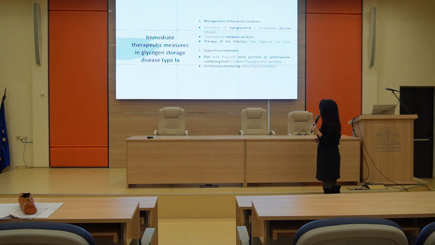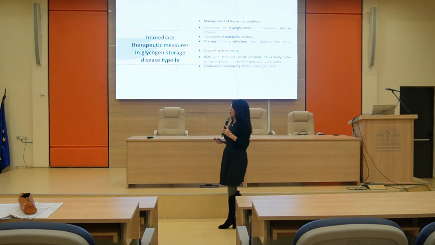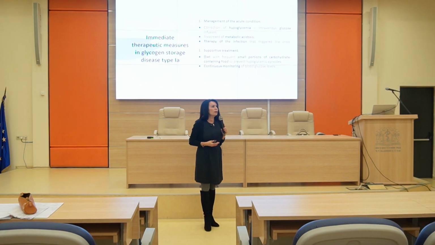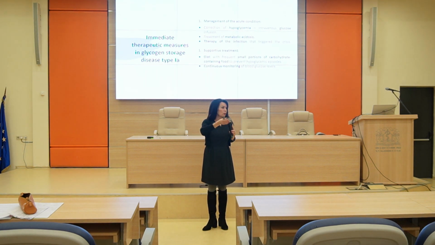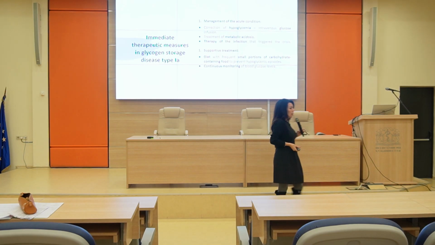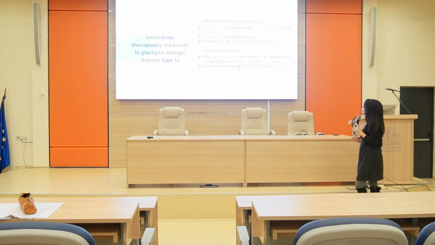Okay, what about the treatment? Actually, this disease is a hereditary disease, and where is the reason? We said that there is deficiency of glucose 6-phosphatase, but where is the reason? In the gene. It's a genetic disease. In the gene is the reason. That's why the treatment will be symptomatic.